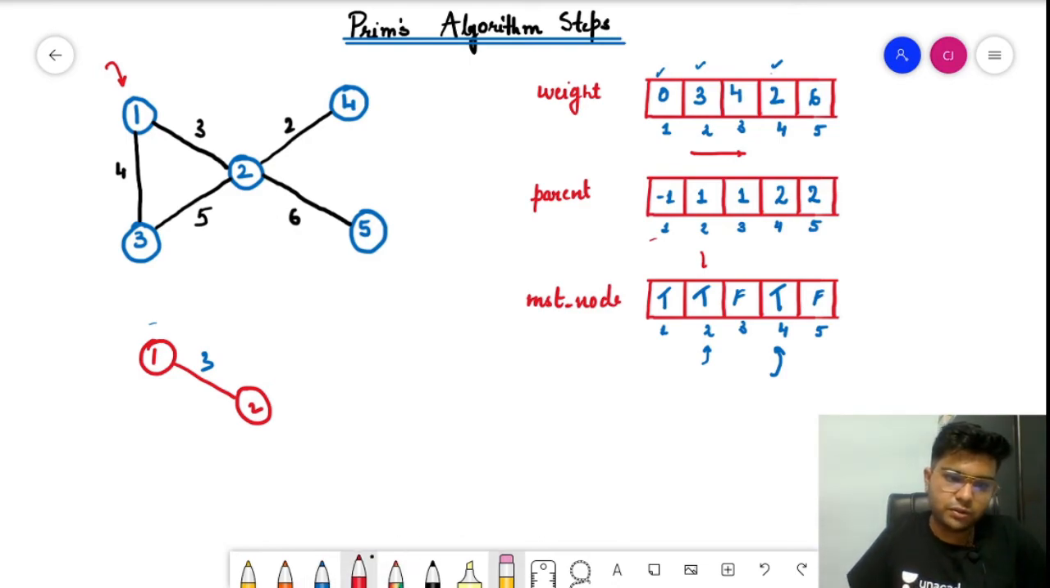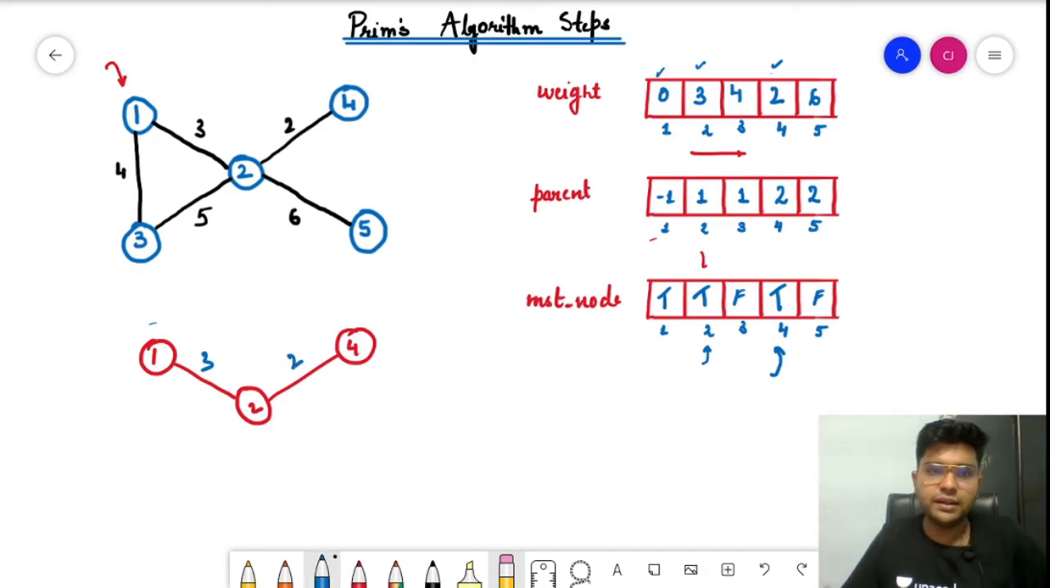So we'll construct one more, that is this 4. What is the weight associated? That is 2. So it is now coming into the MST. Again, we'll explore all the neighbors of 4. What are the neighbors of 4? Only one single neighbor, that is 2, which is already a part of the MST, nothing else. We can track that from here. So we'll not explore it, and that part is now completed.